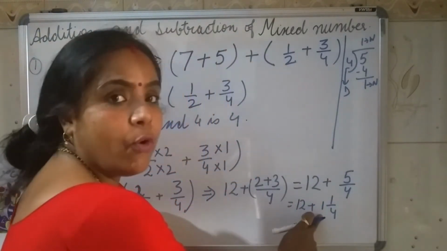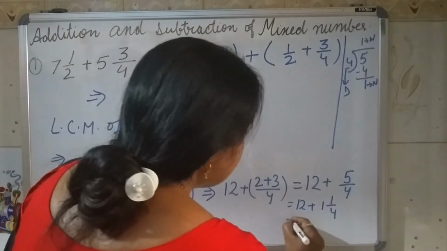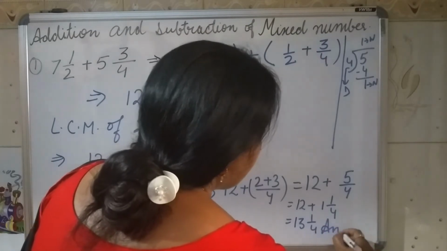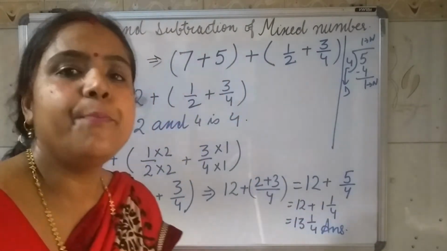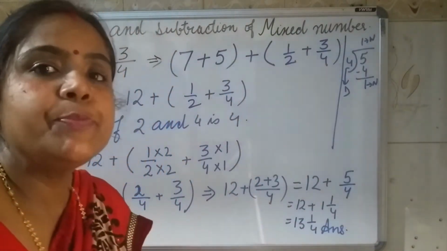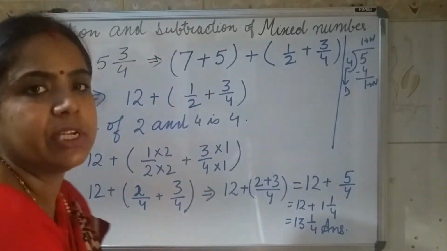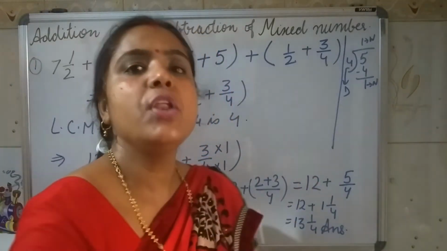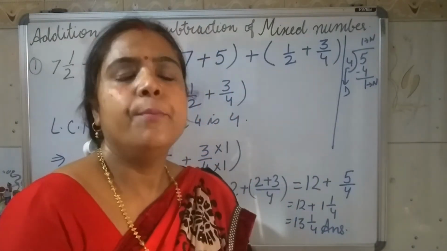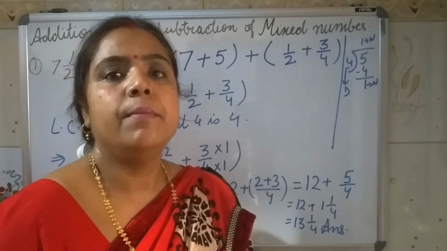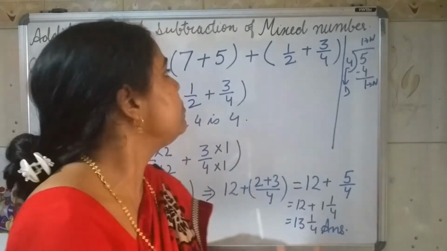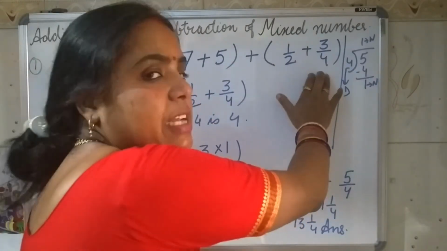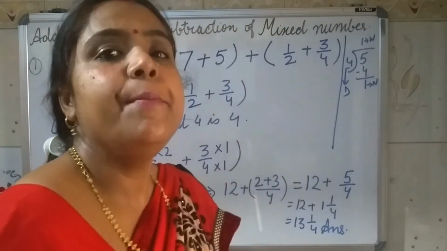Now, this is also a whole number. So, 12 plus 1 is 13 whole 1 by 4. And this is the answer. This is the one process which I explained to you. I will explain the other process for the same question, and then it is your choice. Either you do it like this or you do the other one. It's up to you. Both processes are the same, meaning the answer will be the same in both. So either you do it by separating the whole number part and the fractional part, or by converting it into an improper fraction.